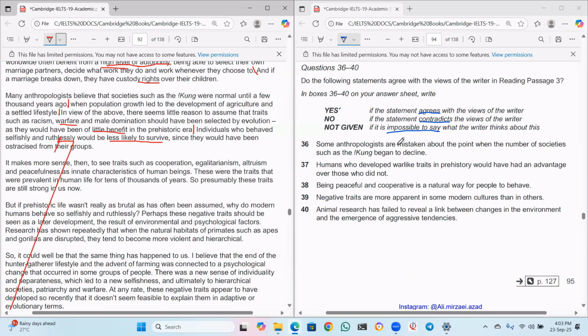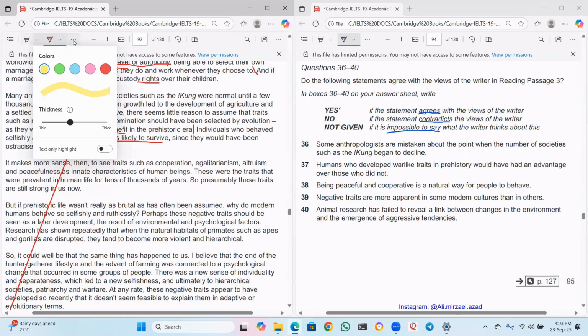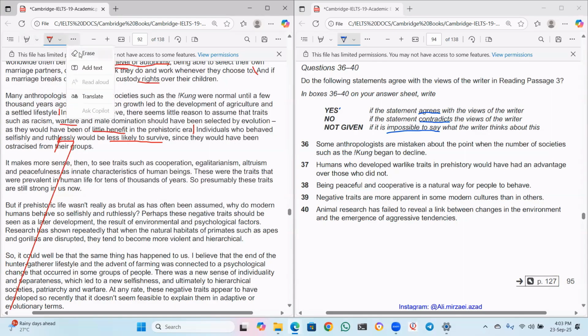Okay, let me just take this one. Let me just take a small eraser. Okay, let me just move this one. Okay, and then I'll come back to draw.